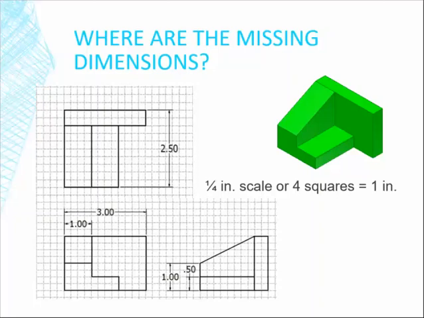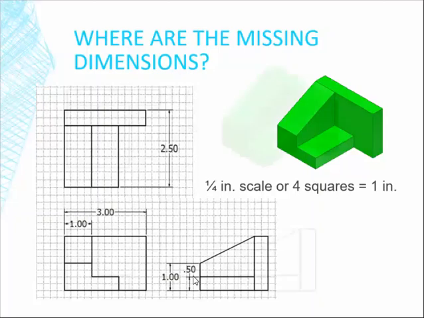So this is just a practice. So in this example here, you have the isometric, you have the multi-view, and you have some of the dimensions. And there's 3 of them that are missing. So there's one depth dimension that's missing, there's one width dimension that's missing, and there's also one height dimension that's missing. So see if you can tell which one is, if you want to pause the video.